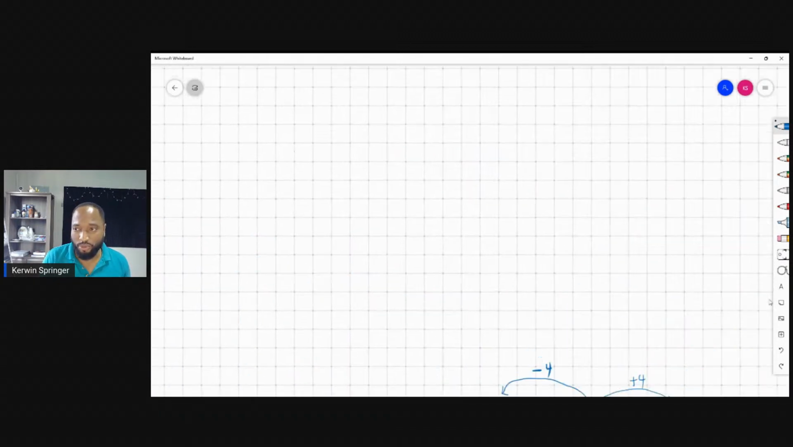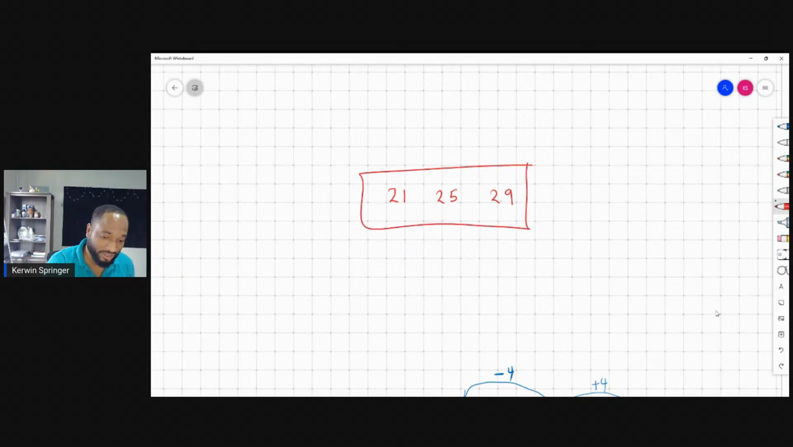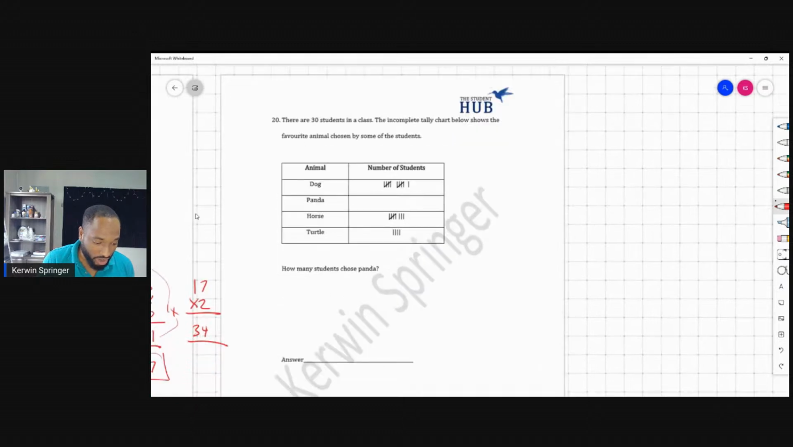Here is one more trick, and I've seen these coming up even in CSEC exams. If I told you I have 3 numbers, 21, 25, and 29, can you quickly tell me what the mean of these 3 numbers is? Without adding up, can you quickly tell me the mean? I will just leave that for you to think about, so you could come back to this video and ponder it.